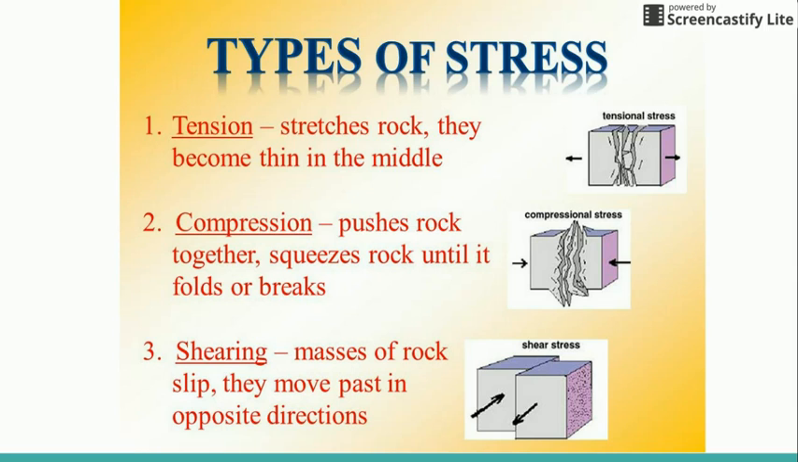There's a few different types of stress. The first one is tension, and this is where it stretches the rock and they become really thin in the middle. So you see in the middle, there's this tensional stress. And then there's compression. It pushes rock together and squeezes that middle rock until it folds or breaks on itself. And the last one is called shearing. And this is when masses of rock slip and they move past in opposite directions.